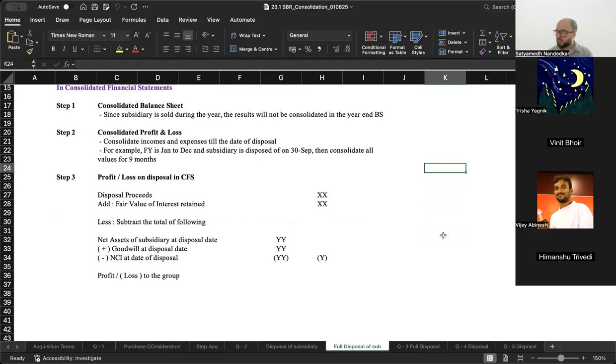Disposal proceeds, add fair value of interest retained. Say, for example, you had a 70% stake in the subsidiary and you sold 50% of it. So 20% is still there. That is a partial disposal situation. Then you will add the fair value of interest retained and you will subtract one total. What is that total? Net assets of subsidiary at disposal date plus goodwill at disposal date minus NCI at disposal date. This net figure, you will subtract it from the total value that you have calculated here. You will get profit or loss to the group as a whole.